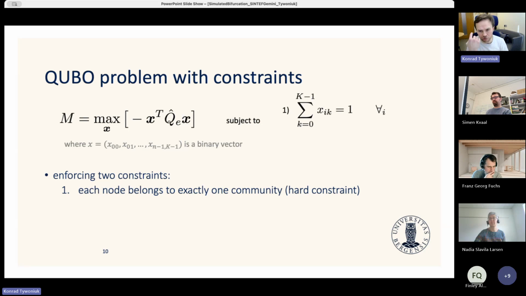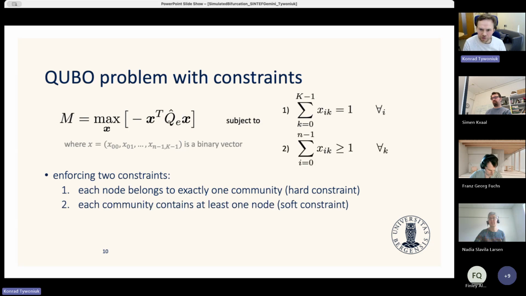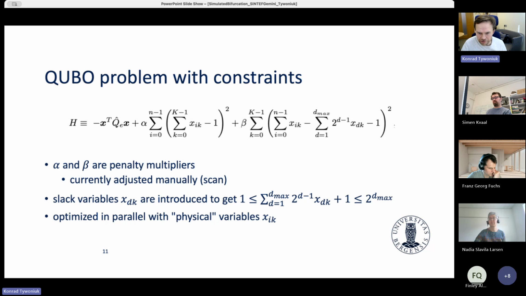So one node has to belong to exactly one community. So when we sum over all communities, that particular node i has to belong to one of them, not to more of them. And the other constraint is that every community has to have at least one participant, or else we would have a lot of empty communities without any nodes. So the second constraint, which I refer to as a soft constraint, is a bit tricky to enforce. I'll just give you the slide here for how we do it.